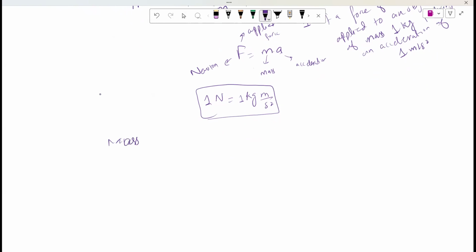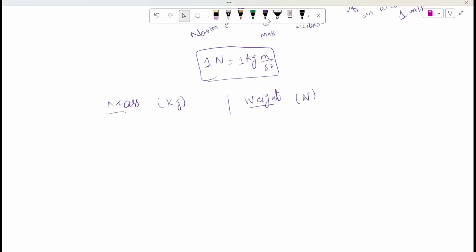Our next and last topic of today is mass and weight. Weight is a type of force. We have studied that in the beginning of the lesson. And mass is measured in kilograms. Which one is a scalar quantity and which one is a vector quantity? Mass is a scalar quantity and weight is a vector quantity.